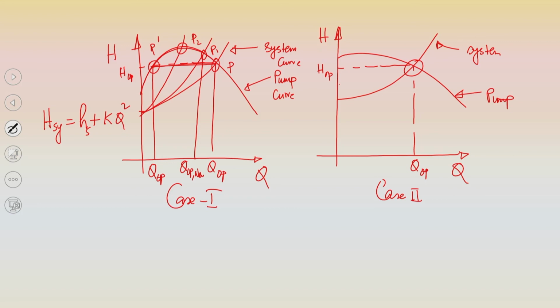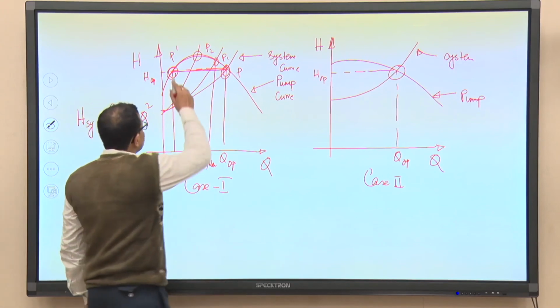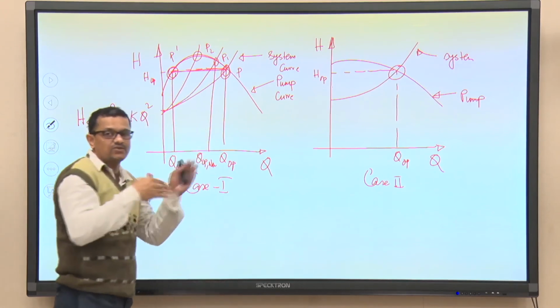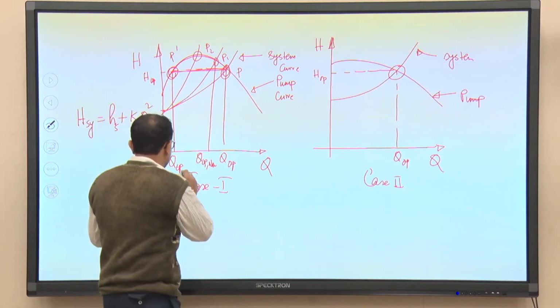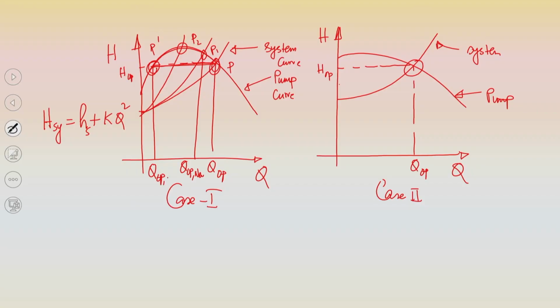So, our idea was to run the pump at this point. Now, we are getting the same head, but the discharge will be fluctuating between these 2 values, that is Q operating dash and Q operating.